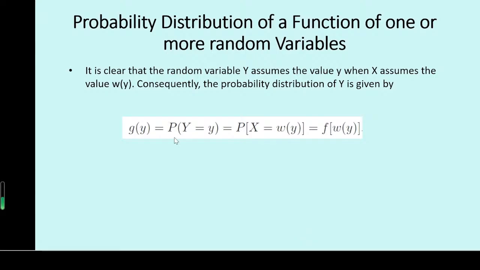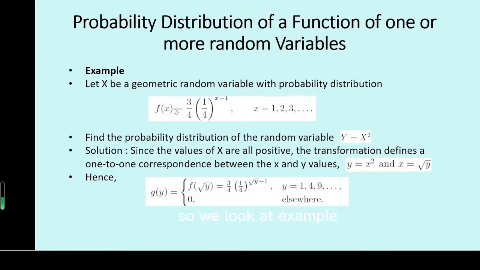So if y has one value, then x has another value which equals w(y). Which means the probability distribution of Y equals y is the same as the probability distribution of X equals w(y). So we fill in x with w(y), so it is the probability distribution f(w(y)). Here f is the distribution for X, right? So we just fill in x with w(y) for x.